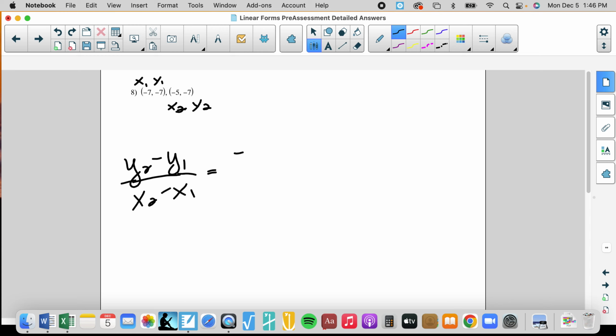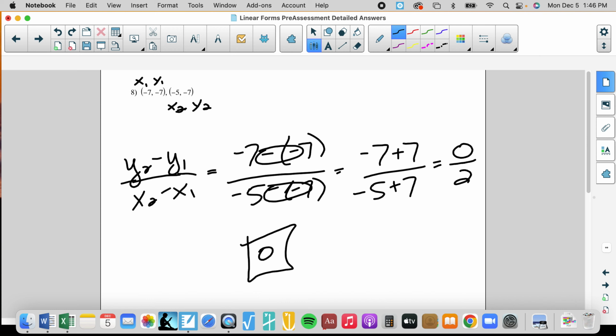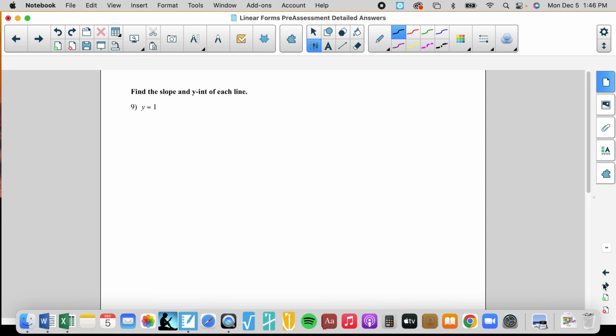So y sub 2 is negative 7 minus y sub 1, which is negative 7, over negative 5 minus negative 7. Negative 7 minus negative 7 makes plus 7. These two negatives make negative 5 plus 7. That's 0 over 2, which gives me a slope of 0. 0 can be in the numerator. You can eat 0 slices of a pizza that is broken into 2 parts, and that simplifies to 0.